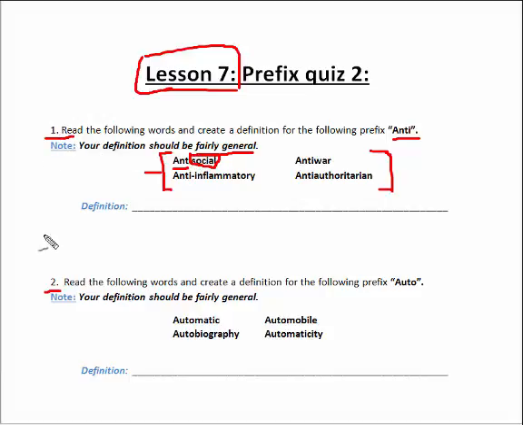I'd like you to take a look at problem 1 and 2. Pause the video here. When you come on back, I'll give you answers and explanations to 1 and 2, and then we'll continue on to get through the rest of the prefixes. Go ahead, pause the video now.